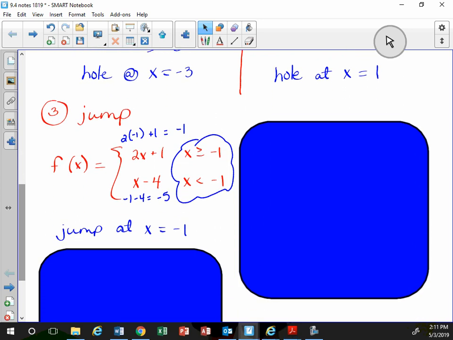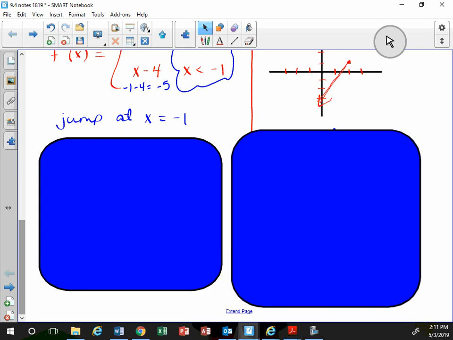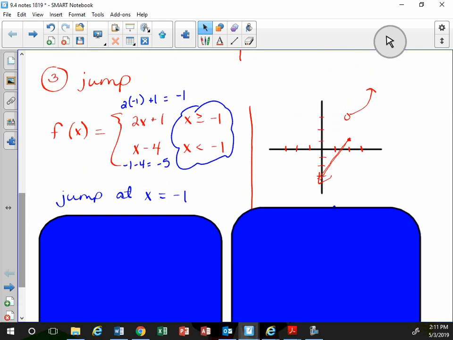So let's try this one. What would you tell me about that? And what kind of discontinuity? Jumps. Yes. So guys, I'll give you a second, jot it down if you need it for the example.